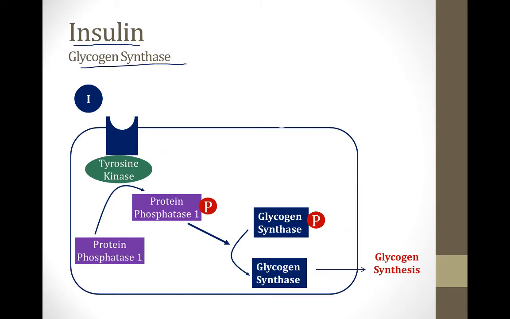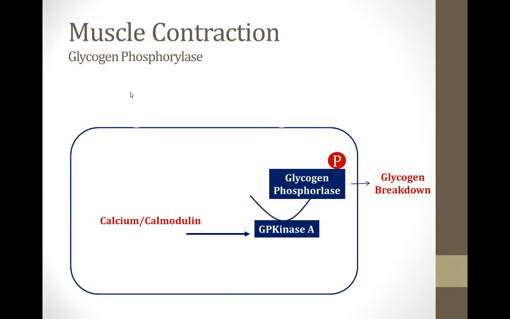It's the same process we saw before for phosphorylase. This results in a dephosphorylated enzyme, glycogen synthase, and the dephosphorylated enzyme is more functional, and therefore it carries out glycogen synthesis for insulin. Now, you should be aware that inside muscles, there is a way to activate glycogen phosphorylase in the absence of hormones.